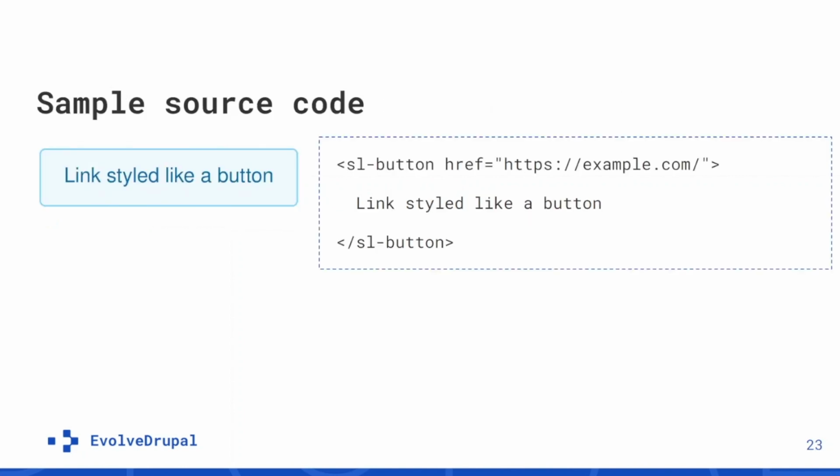So this is just a quick sample source code. This is what I'm talking about. SL-button, that's the custom tag. The href, that's a custom attribute. It doesn't have to be there. They wanted to make sure that this would become a link. So they added the href attribute, and then behind the scenes, they make it into a link. So this is what it looks like when you look at the source of your page.